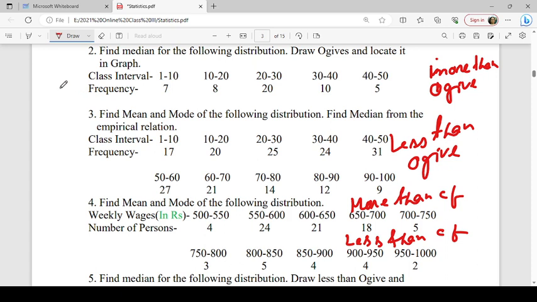This is our frequency, F, and we write the less than CF. For this class, less than 10 it is 7. Less than 20 is 15, 7 plus 8 is 15. Less than 30 it is 15 plus 20, it is 35. Less than 40, sorry, 35 plus 10, it is 45, and less than 50 it is 50.